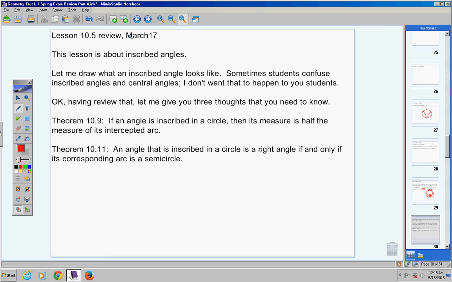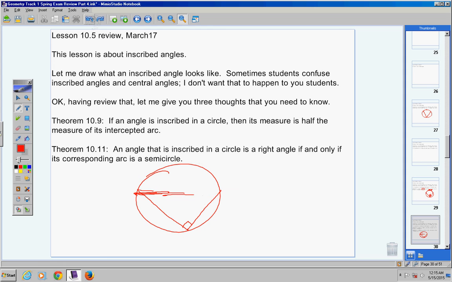All right, third comment. An angle that is inscribed in a circle is a right angle if and only if its corresponding arc is a semicircle. So all they're saying is this, guys, and please take really good notes. If I have an inscribed angle that I know is 90 degrees, then my intercepted arc from here to here will be half a circle. My drawing's not very good, but that's okay. It'll be a semicircle, okay? So if I have a 90 degree inscribed angle, the intercepted arc will be half of a circle.